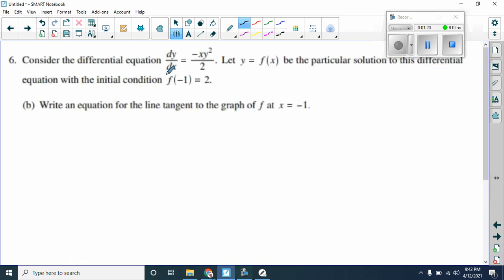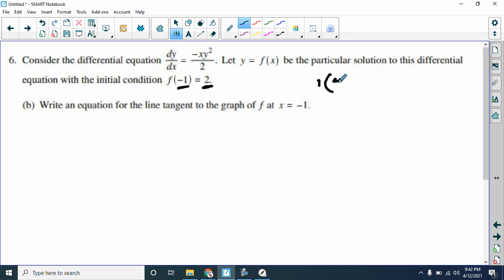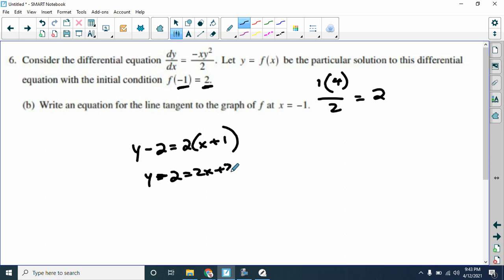Easy enough. Part B asks us to write an equation for the line tangent to the graph of f at x equals -1. So x is -1, my y value is 2. So plugging -1 in for x, 2 for y, we already did this previously, gives me 2. So my slope is 2, and I have a point. So y minus 2 equals slope times x minus -1. Y equals 2x plus 4.